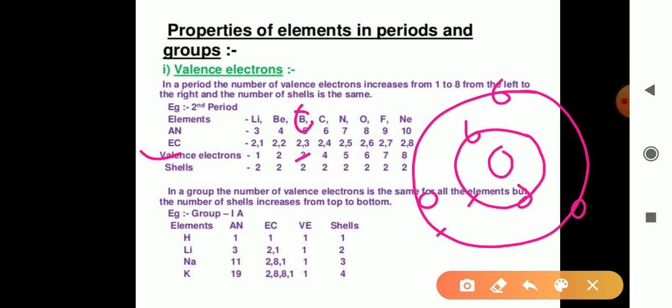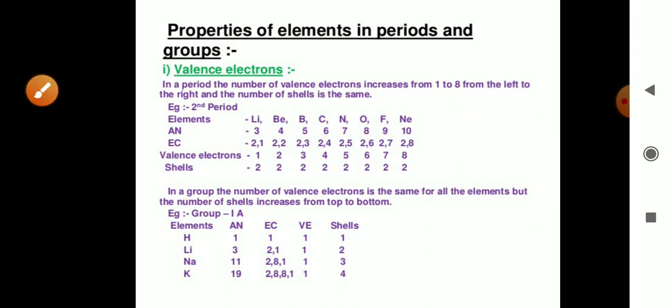So for neon, the first shell and second shell, in the first shell 2 electrons, and neon has atomic number 10, so total electrons are 10. So in the first shell there are 2, so in the second shell there will be total 8 electrons, so this 3, then 4, 5, 6, 7 and 8 electrons. So these 8 electrons are the valence electrons, and the number of shells is 2. Okay, so this is about valence electrons in periods.